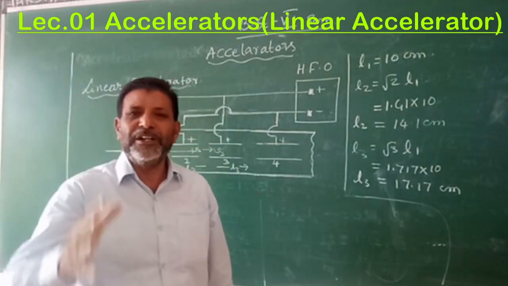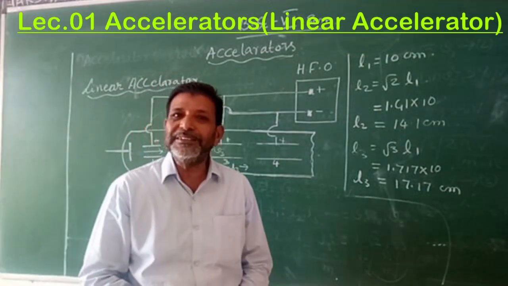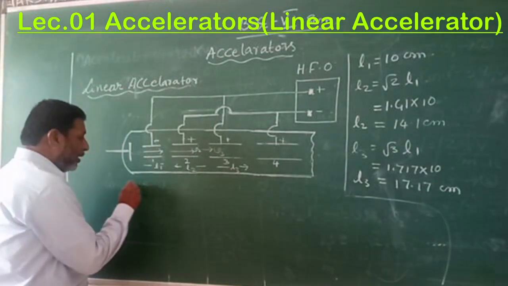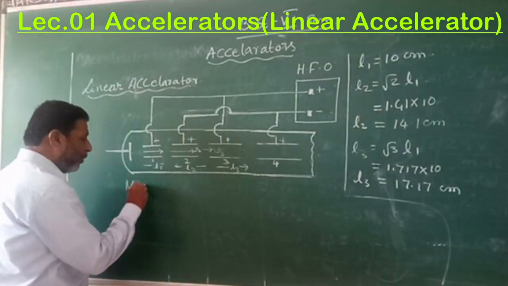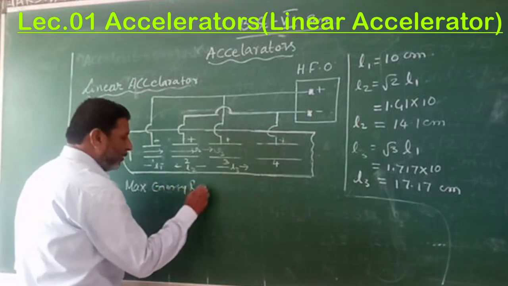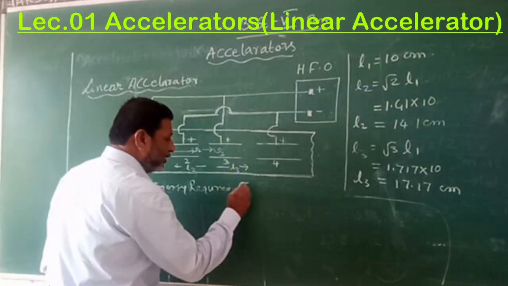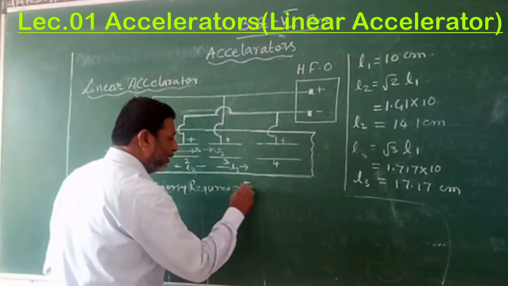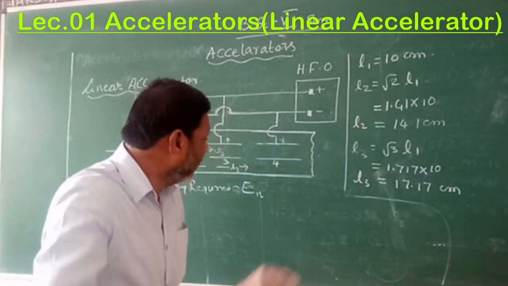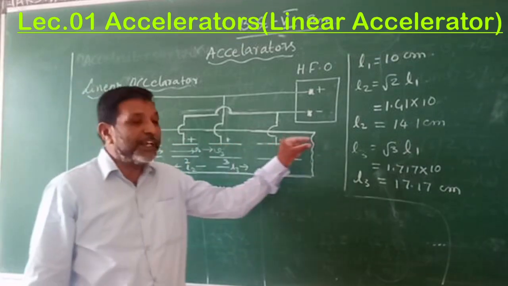10, 20, 30, like that. Now you can calculate it. Let us consider the maximum energy required, En. To get this much energy, we need to know through how many tubes it has to pass.